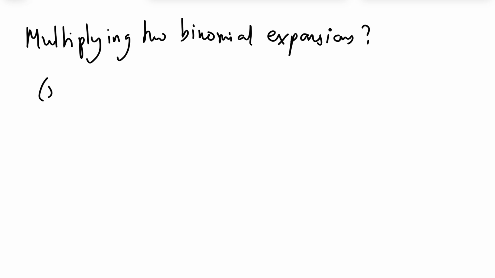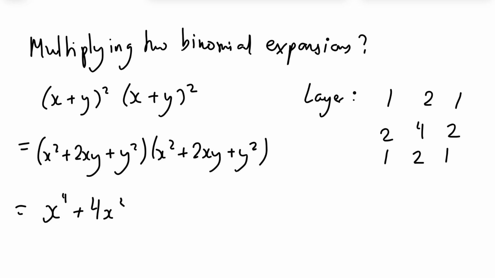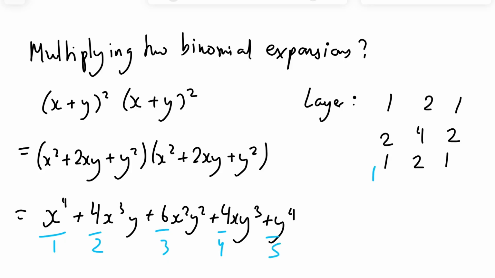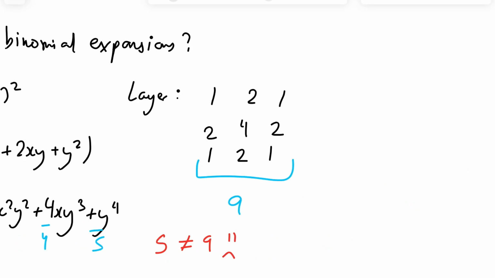So moving on to the extension, it's clear that this has something to do with multiplying 2 binomial expansions together. But it's not as simple as before, as we have more numbers in each layer than we do coefficients for our expansion.